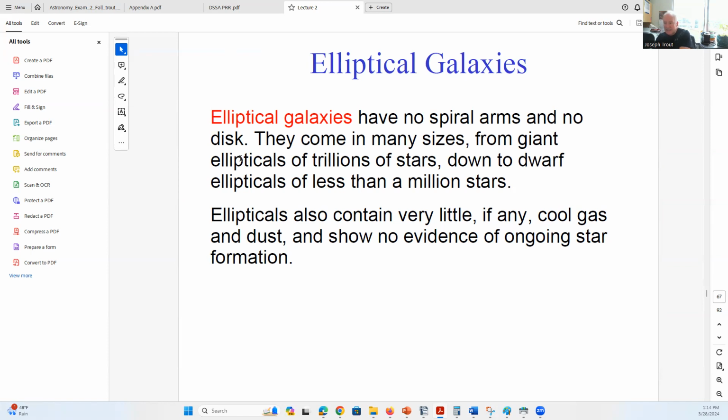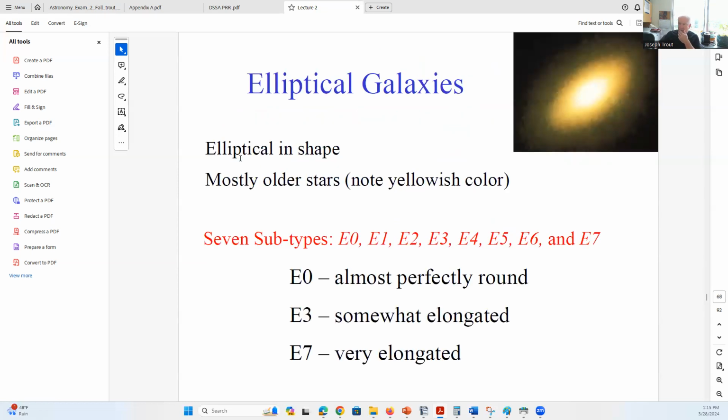There's also elliptical galaxies, and they have no spiral arms and no disk. And they come in many sizes, from giants with trillions of stars down to dwarf ellipticals with just a few million stars. They also contain very little, if any, cool gas or dust, and they don't show any evidence of ongoing star formation. So the elliptical galaxies start with E0, which are perfectly round, and go to E7, which are really elongated.